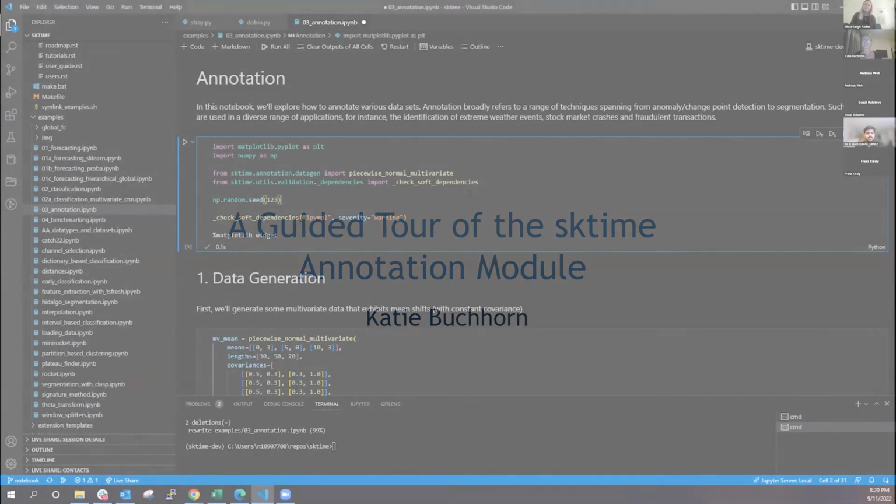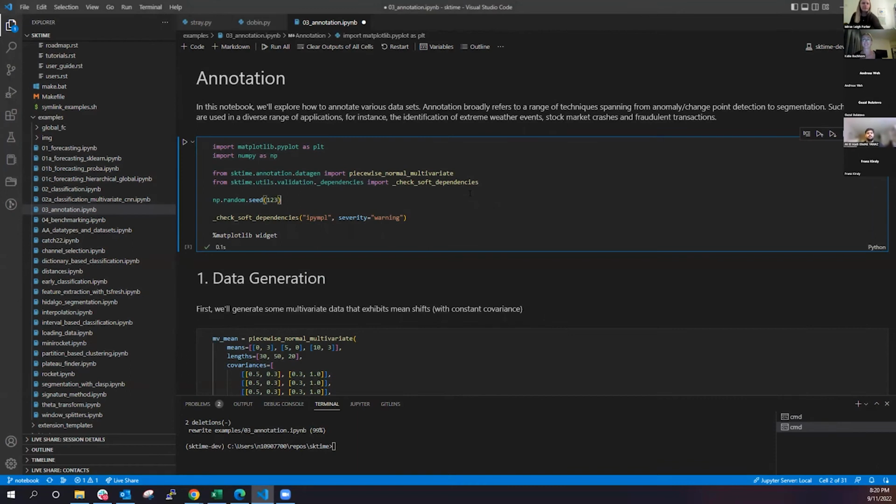I'm really excited to share some of the work that a few of us have done at GSOC and lately in sktime. I'll be going through this notebook that relates to the annotation module, which 3 months ago looked quite different to what it does now, since quite a few of us have contributed to this and focused on that area of sktime.